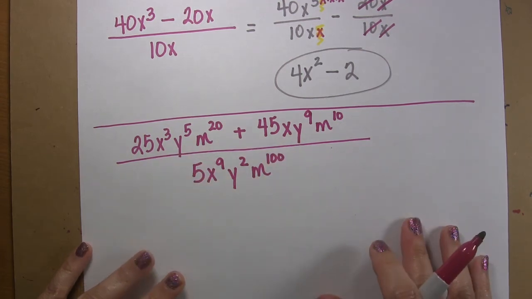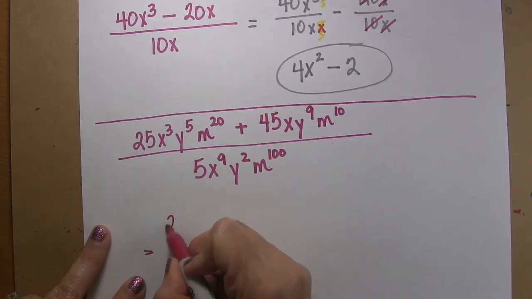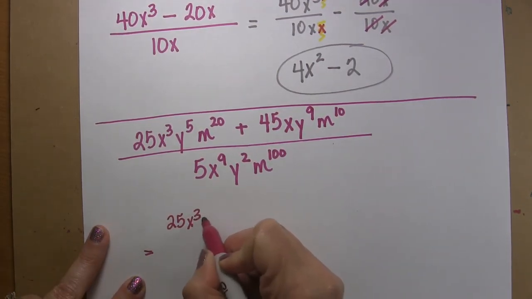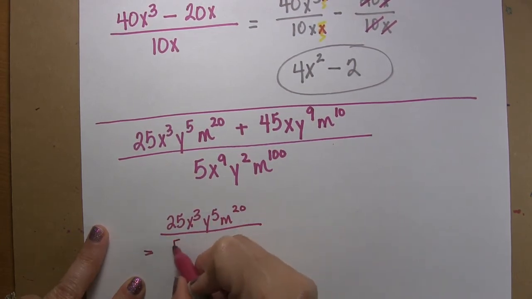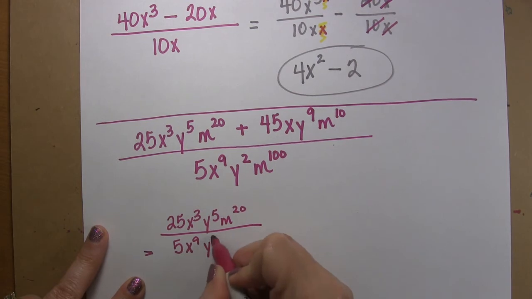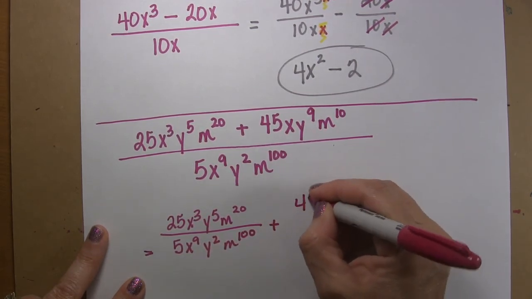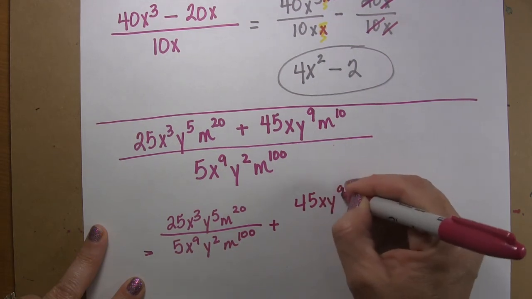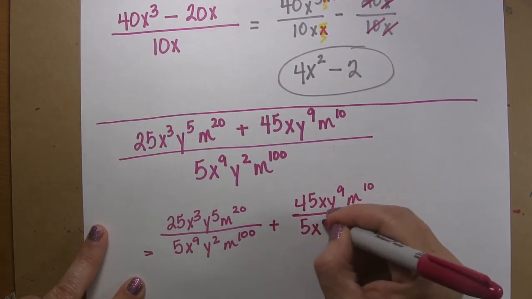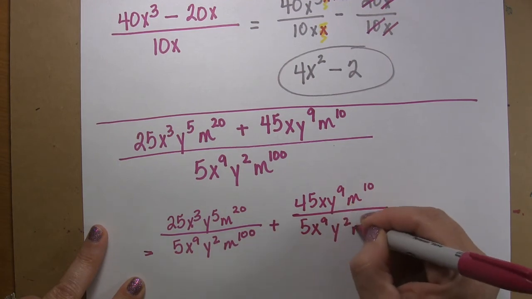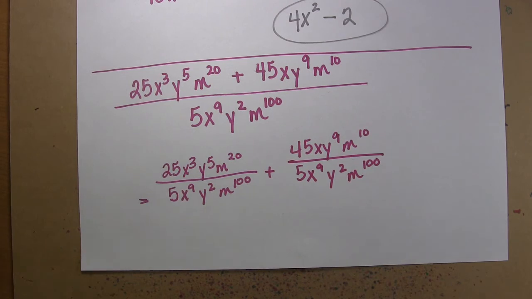Now, just for fun, let's do this problem. So this would be 25x to the third, y to the fifth, m to the 20th over 5x to the 9th, y squared, m to the 100th. And over here we have 45x, y to the 9th, m to the 10th over 5x to the 9th, y squared, m to the 100th. All right, let's see what we can do.